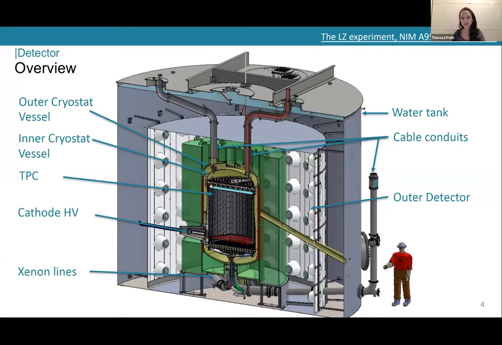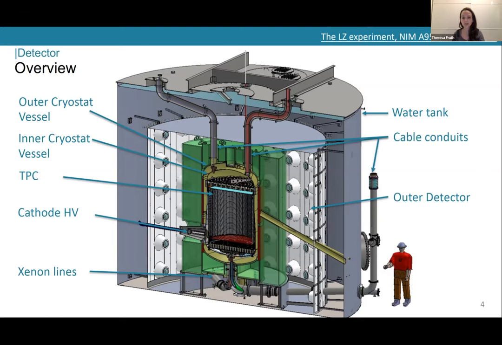And LZ is not just the central detector, the TPC, which I already showed you on the first slide. The TPC lives inside of a cryostat vessel. The inner cryostat vessel contains all our xenon. Then that sits inside of the outer cryostat vessel, which provides us with the vacuum insulation. Around that, we have an outer detector. We have these tanks filled with scintillator, and then we have PMTs observing these tanks, and all of that is inside the water tank.